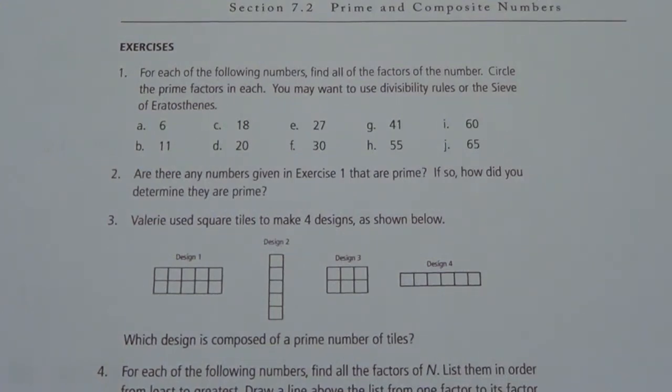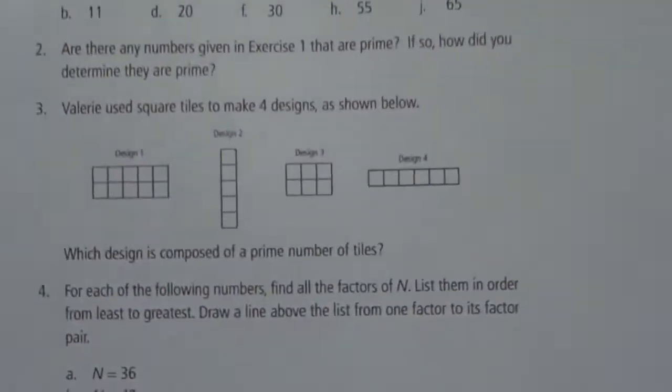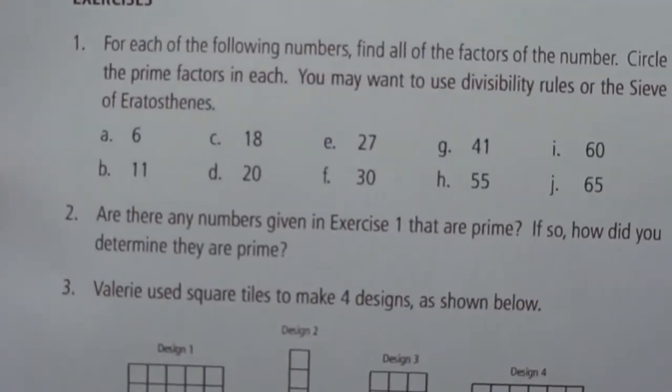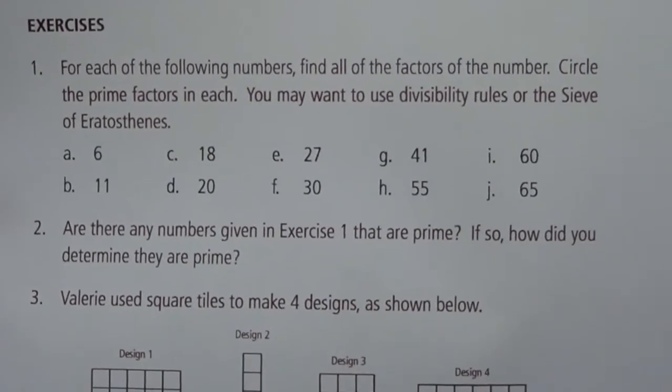Alright, Chapter 7, Lesson 2, Prime and Composite Numbers. I'm not going to do a lesson recap because the lesson's pretty straightforward and a lot of the explanations can be done through working out the homework problems. Alright, so for number 1, you were assigned A through E. I'm only going to do a couple.